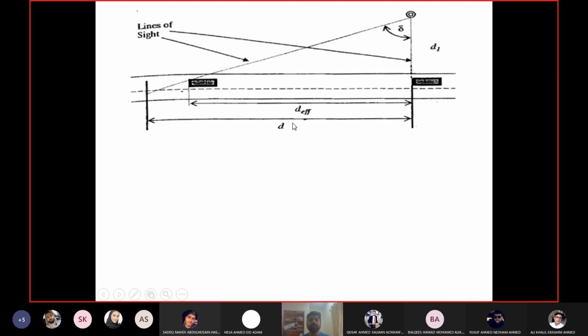In order to find out D effective, I have distance D1 and I have this angle delta. Now, which trigonometric ratio should I use? I have D1, I want to find out D effective, and I have delta. Which trigonometric ratio should I use?